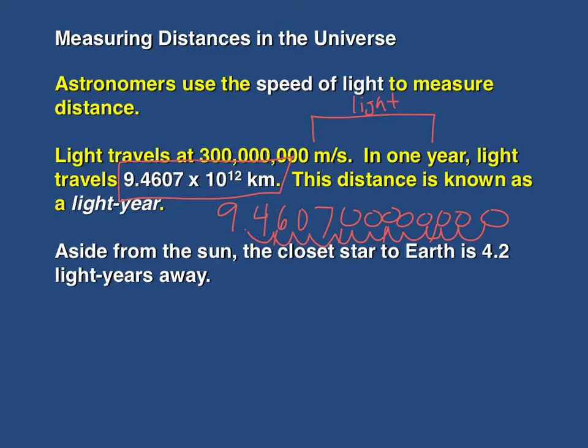Aside from the sun, the next closest star, Alpha Centauri, I believe is 4.2 light years away. So if I took a flashlight and shined it out into space, it would take over 4 years for that beam of light to reach Alpha Centauri going at that speed. So it gives you an idea of just how far away we are in the universe.